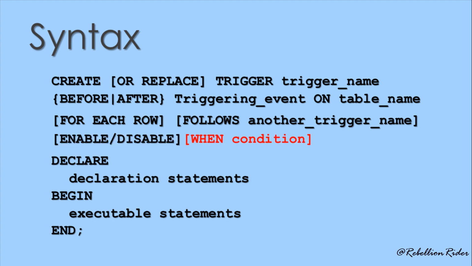Next clause is when. Using this, you can gain more control on your triggers because when clause lets you specify the condition which needs to be evaluated to true for the trigger to fire. Followed by when clause, we have our declaration, execution and exception section which we have discussed in our first PL SQL tutorial. As we have discussed the syntax, now let's see some uses of triggers.